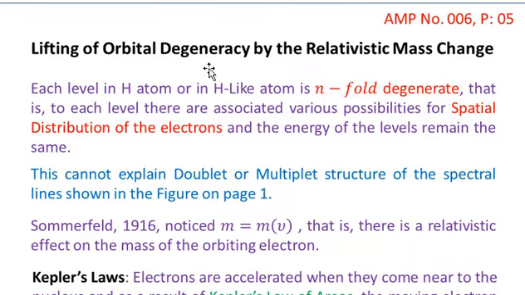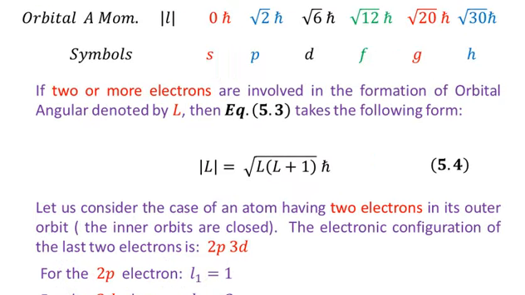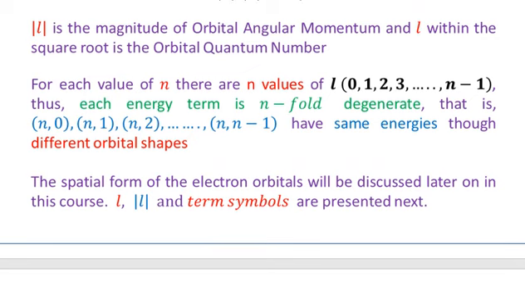Now, lifting of orbital degeneracy by relativistic mass change. You see that in the previous slide we have said that these levels, for example, over here, that is n0, n1, n2, n3, and so on up to n, n-1, all these levels are degenerate. That is, they have the same value of energy.